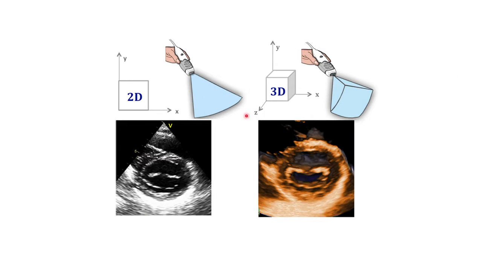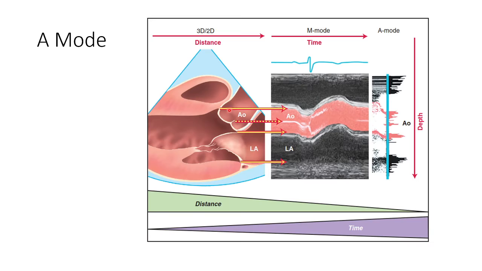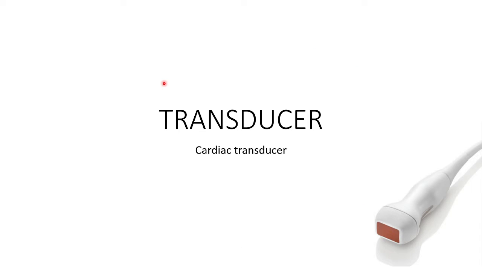And now the difference between the 2D image and the 3D image. This is how the A mode appears. It is shown as amplitudes. Comparing to the M mode, this is how the M mode looks, and this is how the 2D or the 3D image looks. 3D is actually 2D itself, but we take more slices with the 2D, and then we attain a 3D image. That is how we obtain a 3D image.